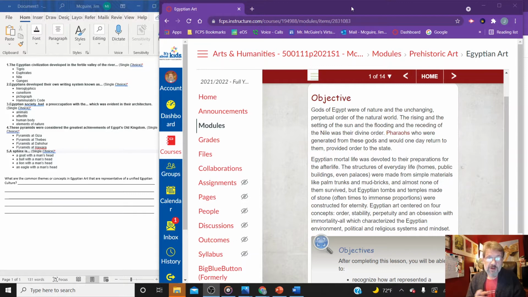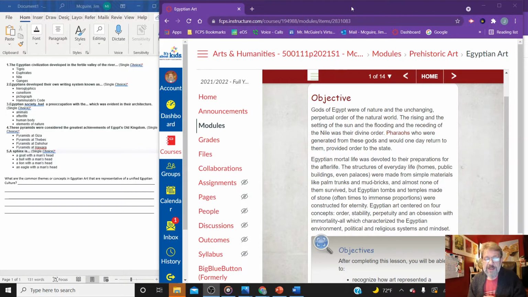The structures of everyday life, homes, public buildings, even palaces, were made from simple materials. This is important to understand. The Egyptians were limited to the things they had around them. Palm trunks, mud bricks. Most of these things didn't survive because they weren't long-lasting materials. But the temples, the tombs, those things made of stone, often of immense proportions. They're absolutely huge. Great Pyramid of Giza is enormous. And they were constructed to be there for eternity. They are much different now than they were then, but they're still there.